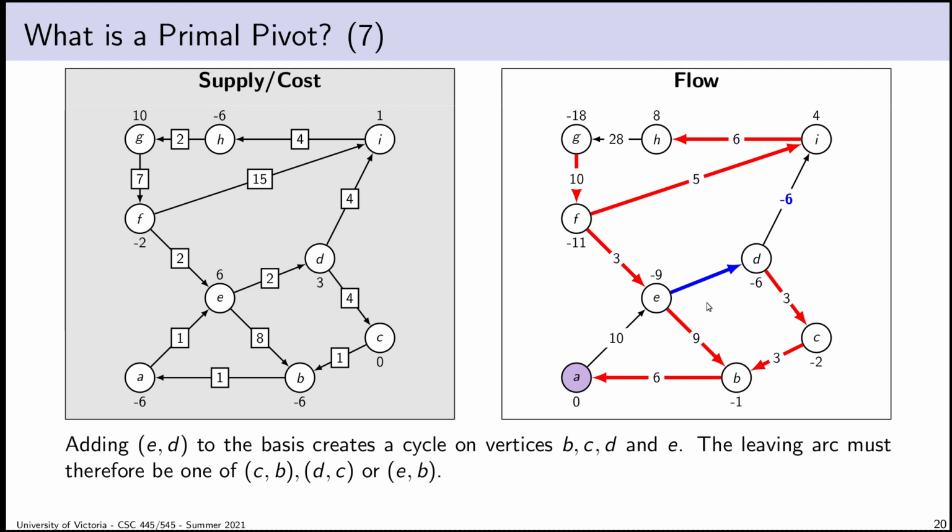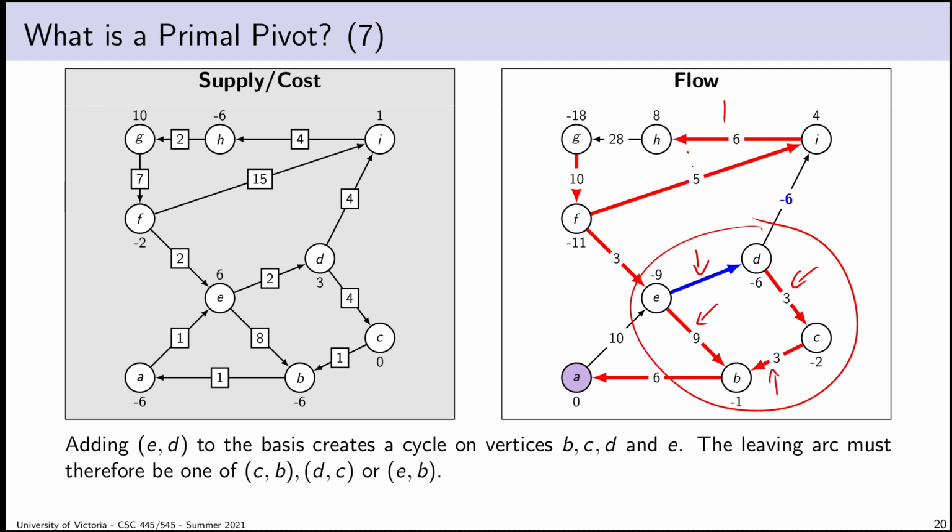We've defined our spanning tree in undirected terms, so it's reasonable that when we define connectivity and the cycles that are produced by adding new edges, we define those in undirected terms as well. So we create this cycle here. Our leaving arc therefore has to break this cycle. So logically, we probably don't want this to be our leaving arc because this was our entering arc. So our leaving arc has to be one of these three other edges in the cycle.